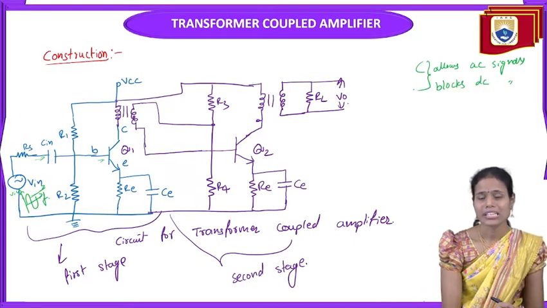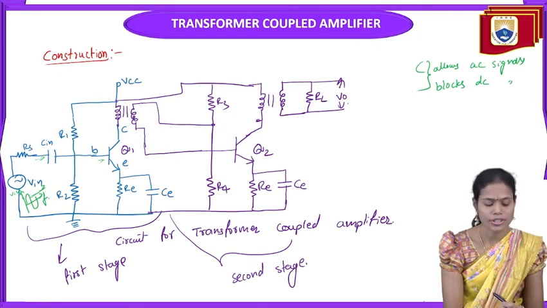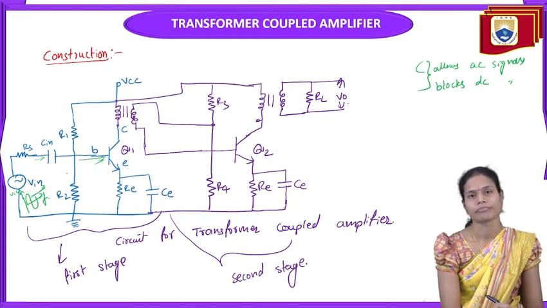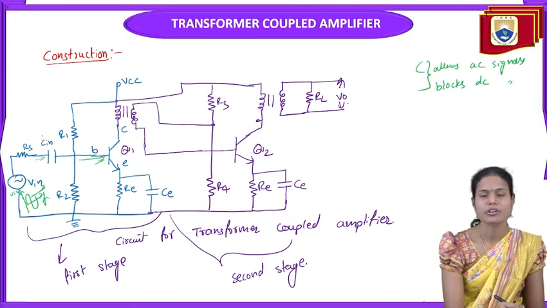That is nothing but if any DC content is present in our applied input signal, it is blocked by this input capacitor, and only the AC signal is passing to the base of the transistor. So that is the basic function of the input capacitor C in here.